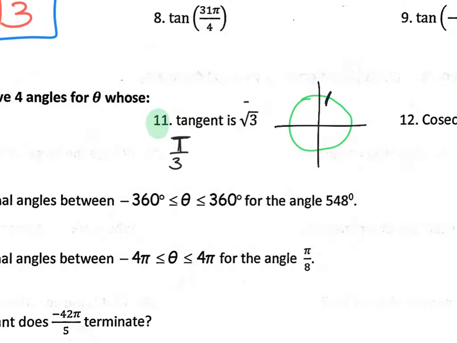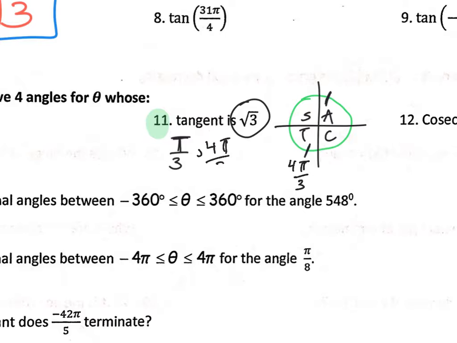And now they said that the tangent is radical 3, which is positive. So again, all students take calculus. The two quadrants where the tangent is positive are the first quadrant and the third quadrant. So if this is pi over 3, this is going to be 2 pi over 3, and that's going to be 4 pi over 3. So that angle is 4 pi over 3. That's the second angle.